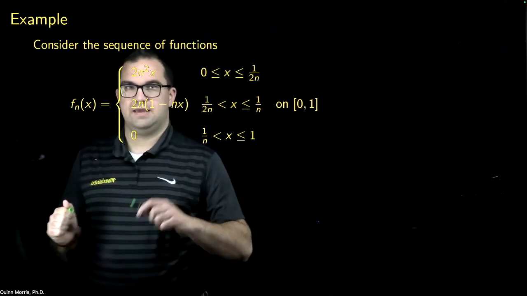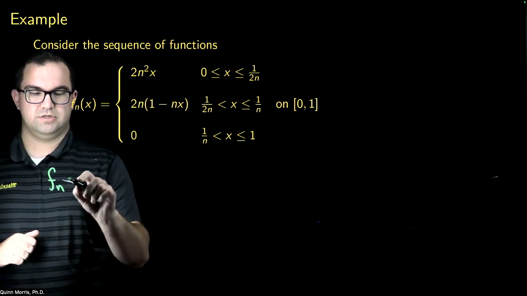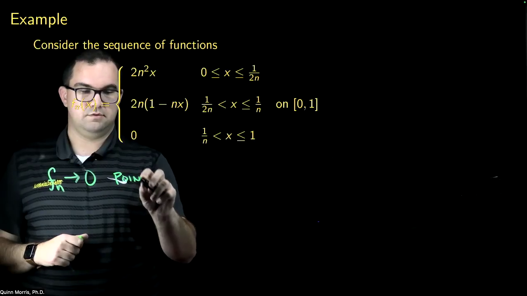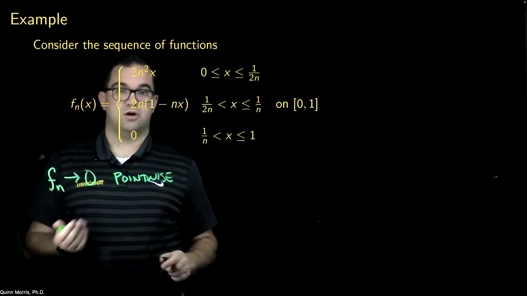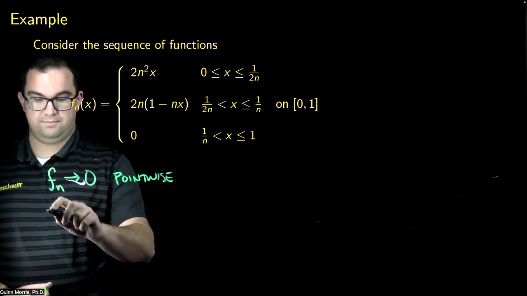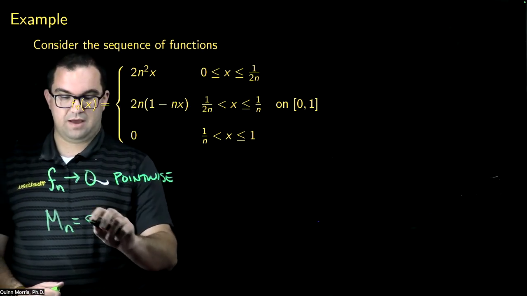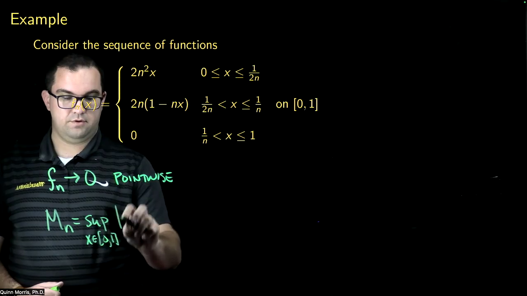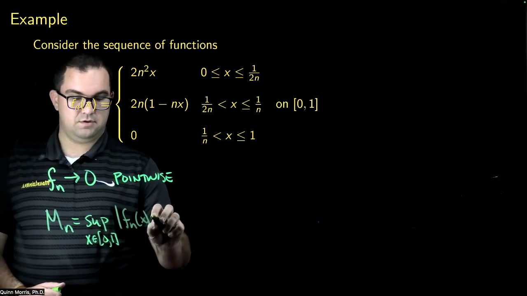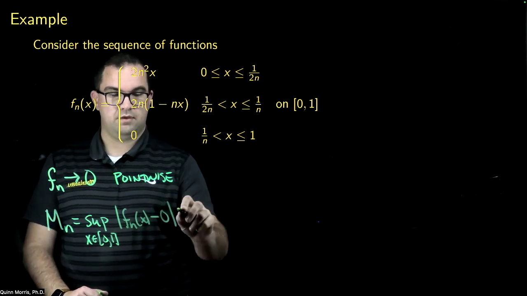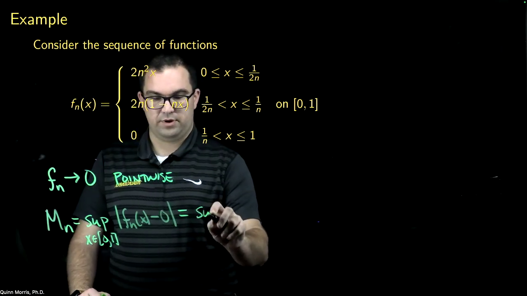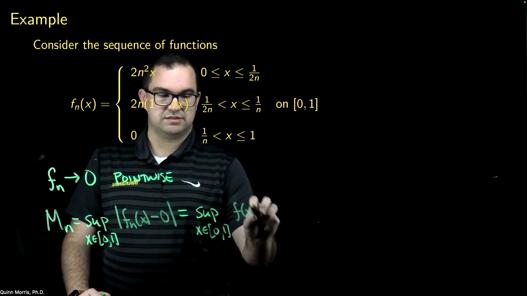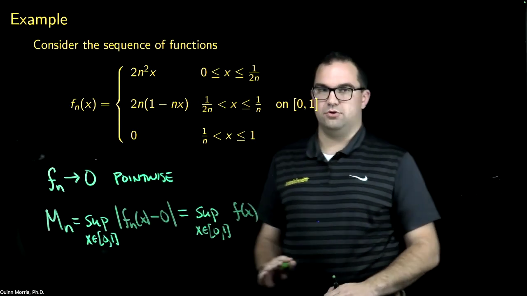So we showed previously that this sequence of functions converges to the 0 function pointwise. Okay. So we could ask ourselves, does it converge to 0 uniformly? Well, what would those m sub n values be? It'd be the supremum over all x, again, we're working on 0, 1 here, of f sub n of x minus, in this case, 0. Okay. So this is really just the supremum over all x in 0, 1 of just f sub n of x, because f sub n of x is always non-negative, so I can drop the absolute values.